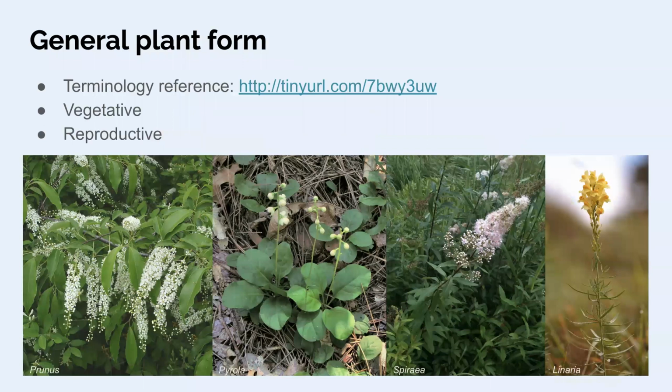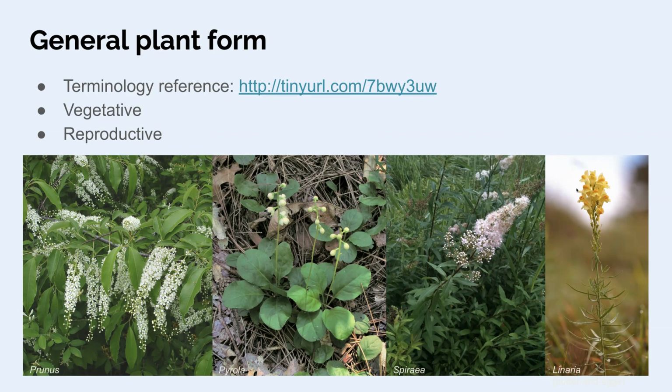Vegetative, generally speaking, refers to the leafy part of the plant. So you can see the leafy parts here and leafy parts there, and all these plants in these images have leafy parts and also flowering parts. So the flowering part of the plant is reproductive, specifically sexually reproductive, so involved in fertilization, pollen meeting with ovules, producing seeds.